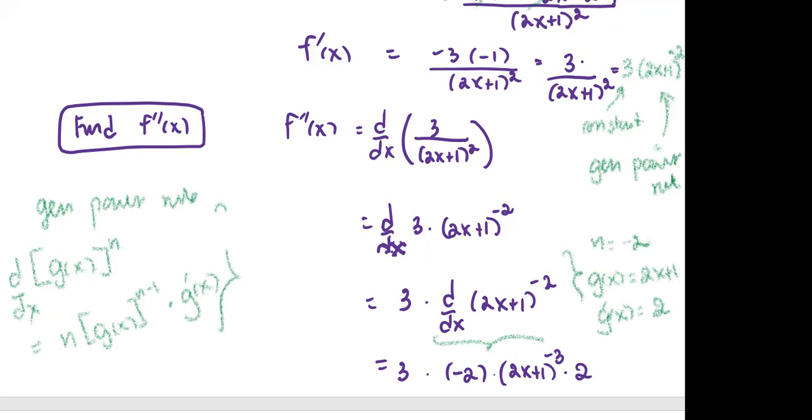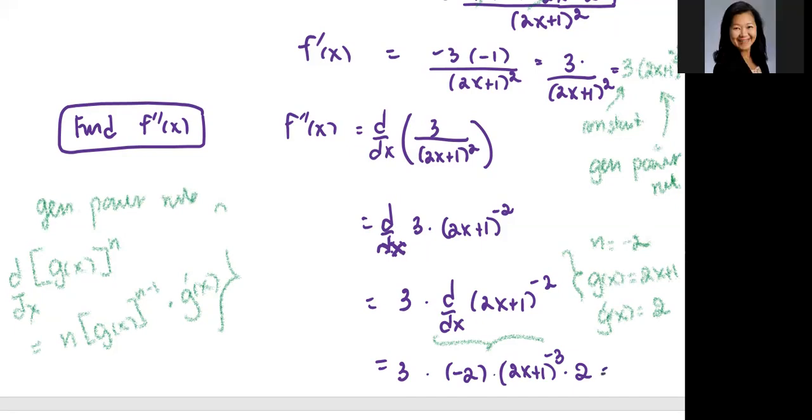So let's finish up real quick. 3 times negative 2 times 2, that's negative 12, right? Negative 12. And the negative power becomes the reciprocal, or 2x plus 1 to the power 3. So this is your second derivative.